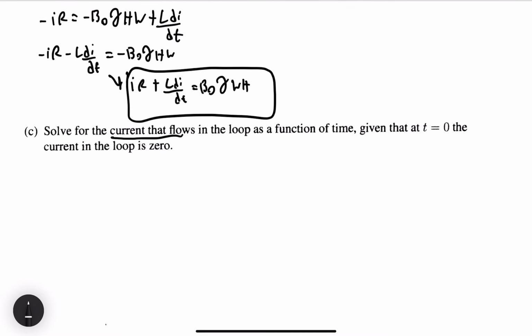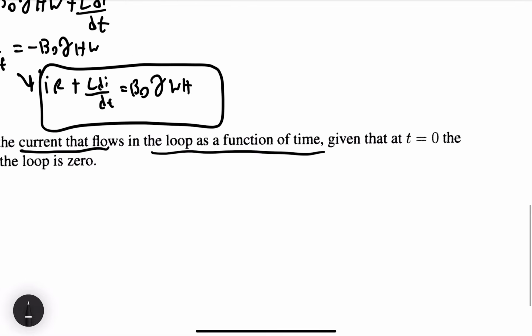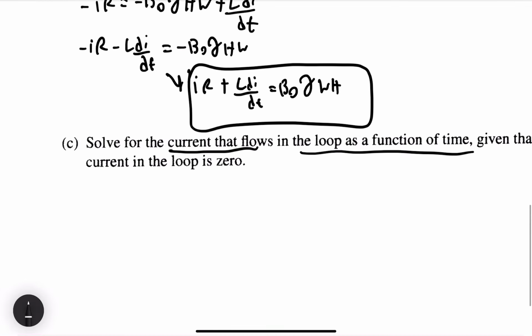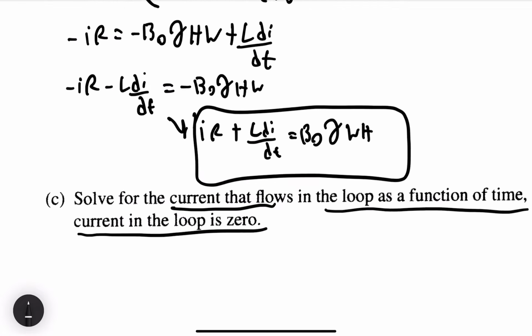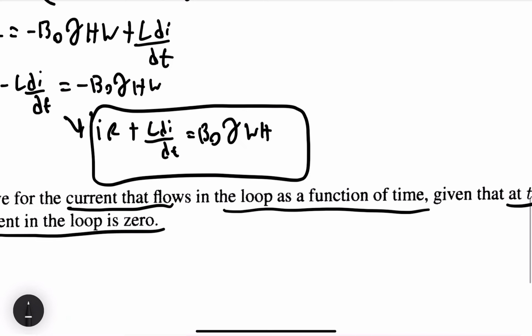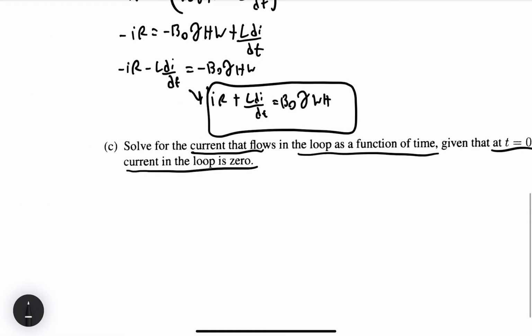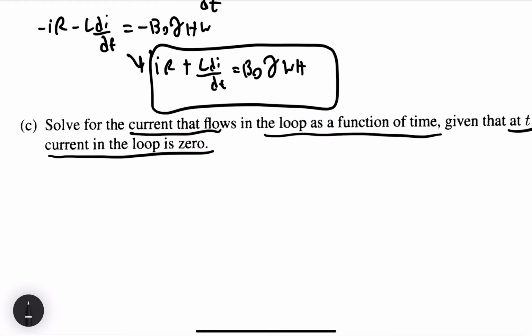Solve for the current that flows in the loop as a function of time, given the initial condition that at t equal to 0 the current in the loop is 0. If we look at this equation, we need to recognize this is a non-homogeneous differential equation, first order. It's not homogeneous because it's not equal to 0. It has some random junk on the side. If you took differentials, you could use an integrating factor, but that's a little annoying, so we could just use it how we're taught in class since it's not a prereq.